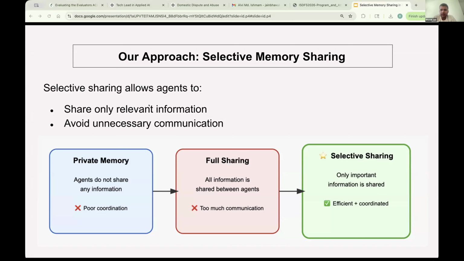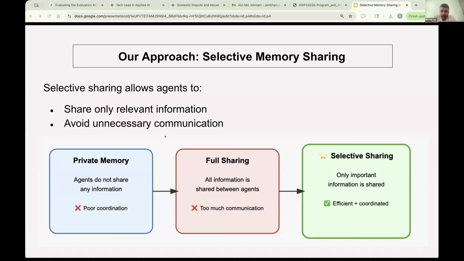So we call it selective memory sharing. The core idea is very simple. Agents should not share everything. They should share only what is relevant. What does selective sharing enable? Two main things. First, agents share only relevant information, which reduces noise and avoids confusion. And second, they avoid unnecessary communication, which improves efficiency and reduces cost.